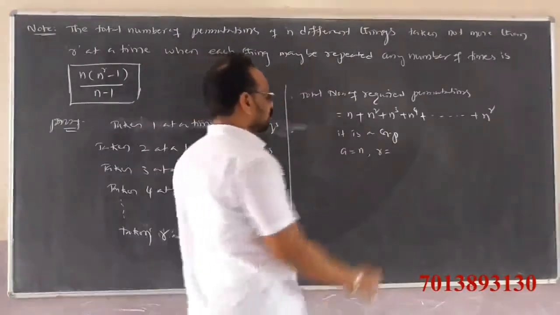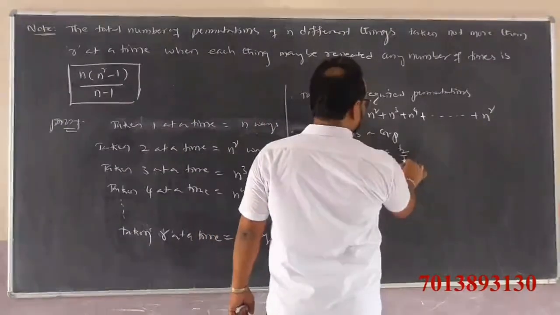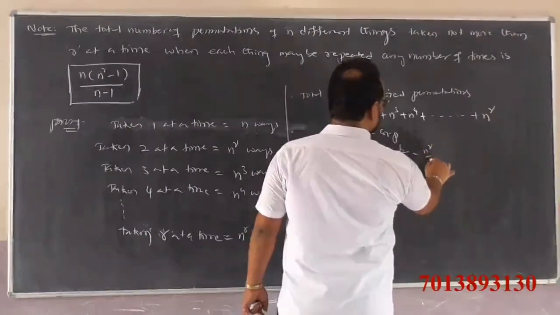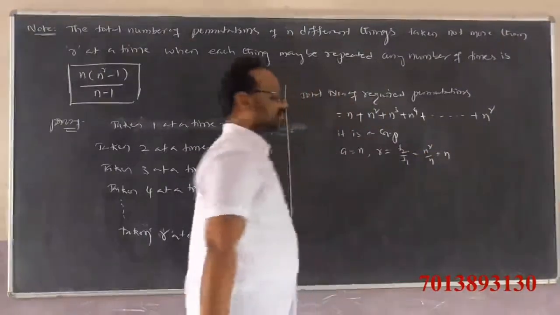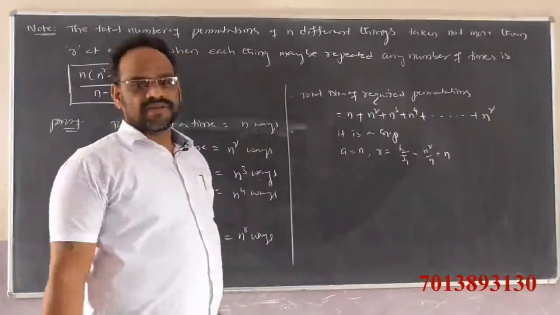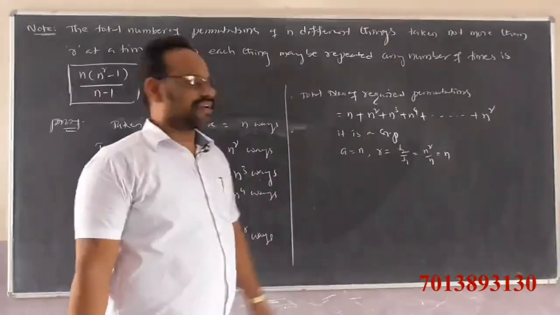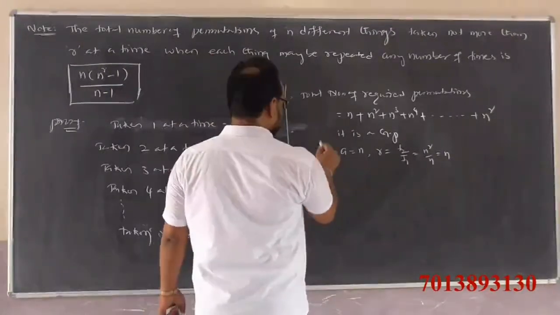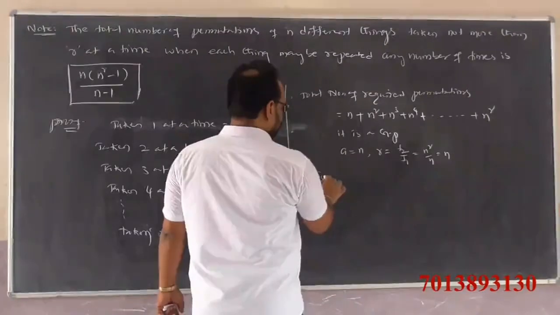Common ratio r is equal to t2 by t1, that is n square by n, we get n. Common ratio is also n. So always what? Common ratio. What is the sum of n terms in GP?